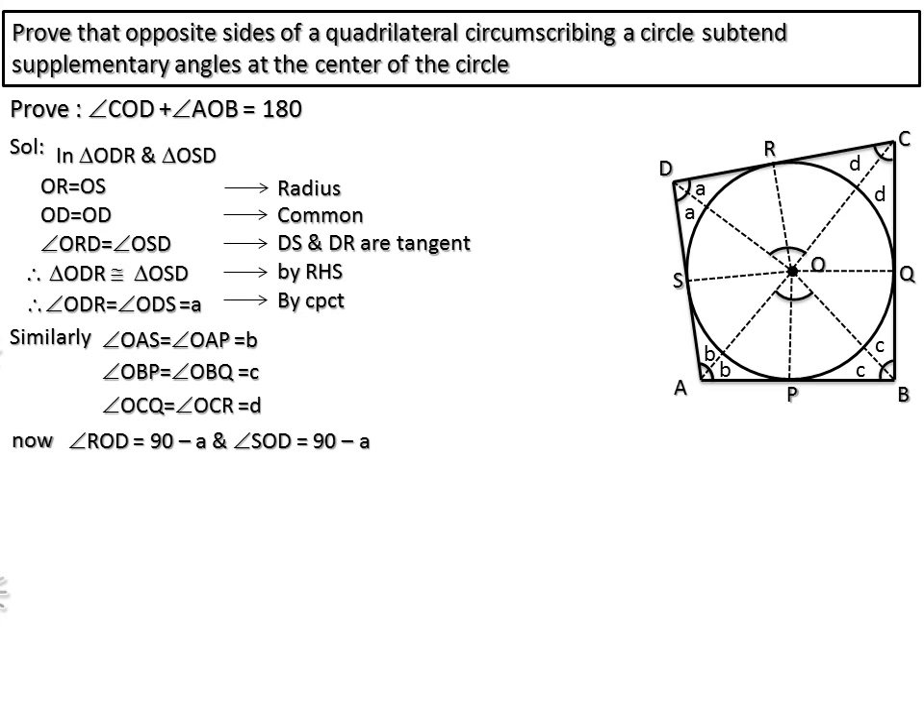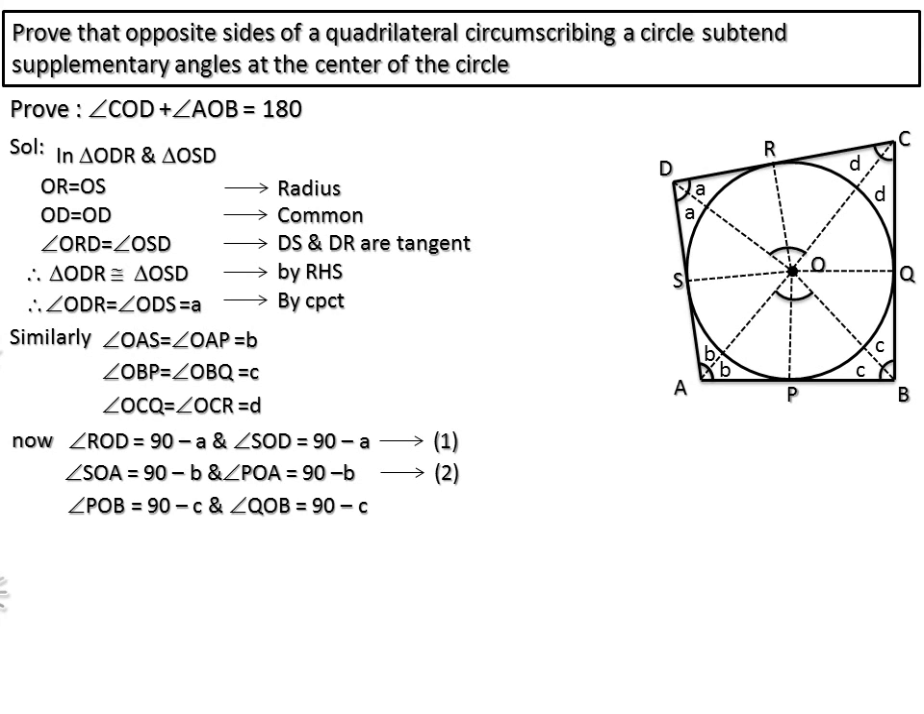Similarly, angle SOA equal to 90 minus B and angle POA equal to 90 minus B. Then angle POB equal to 90 minus C and angle QOB equal to 90 minus C. Similarly, angle QOC equal to 90 minus D and angle ROC equal to 90 minus D.